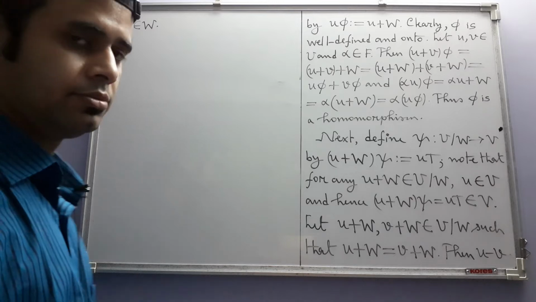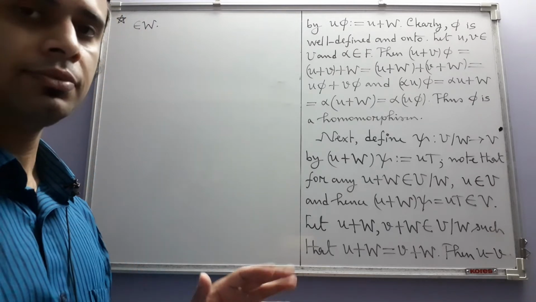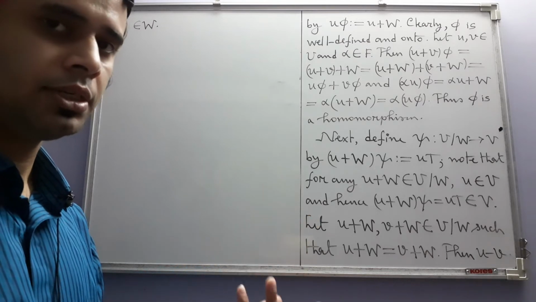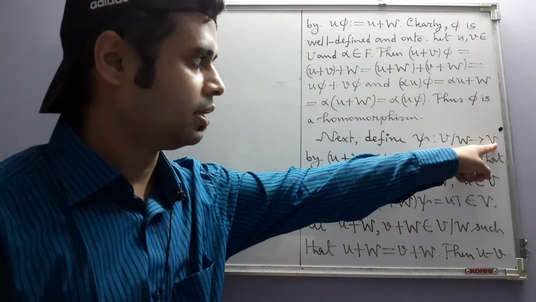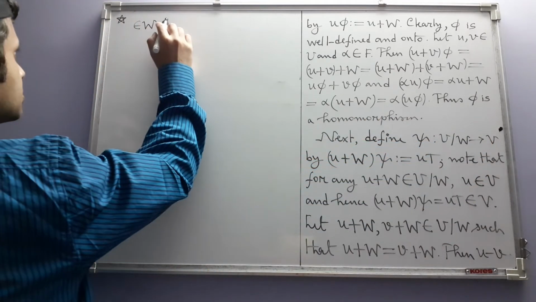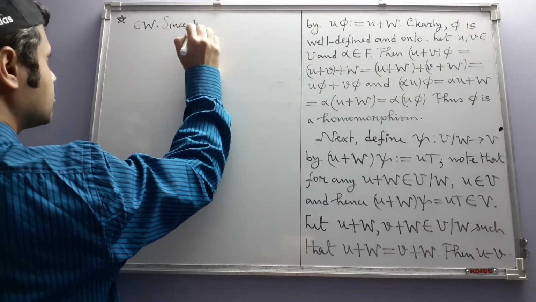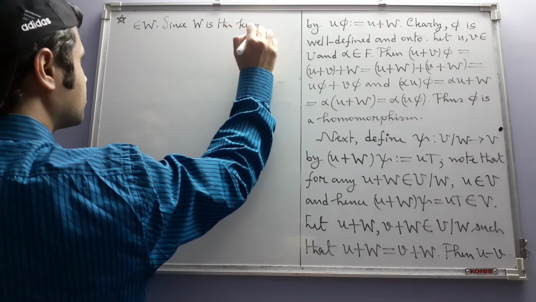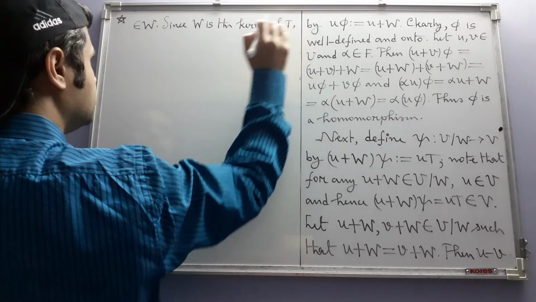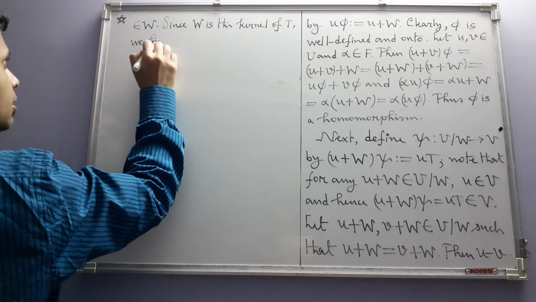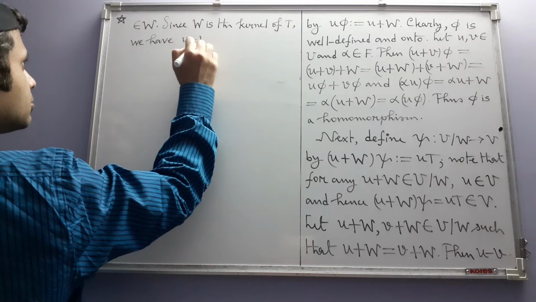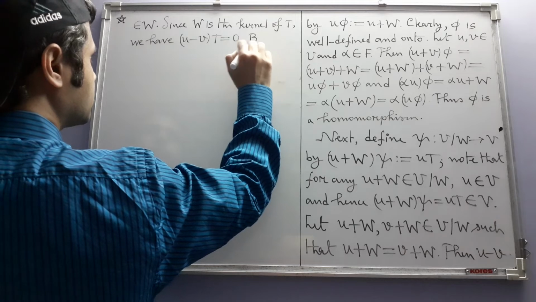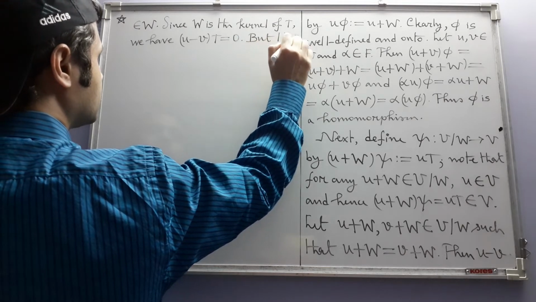Now what is W? W is the kernel of T. So since u minus v belongs to W, the T image of u minus v will be equal to the 0 element in V. Since this is the kernel of T, we have (u minus v)T equal to 0.